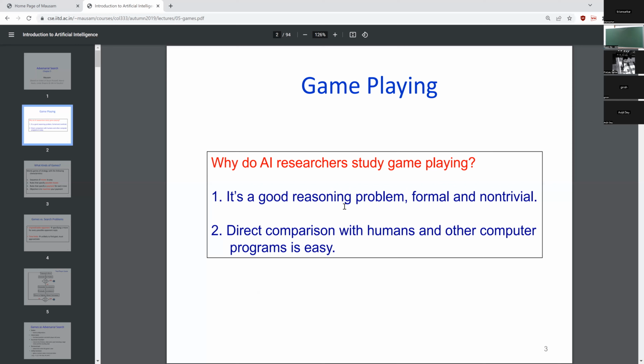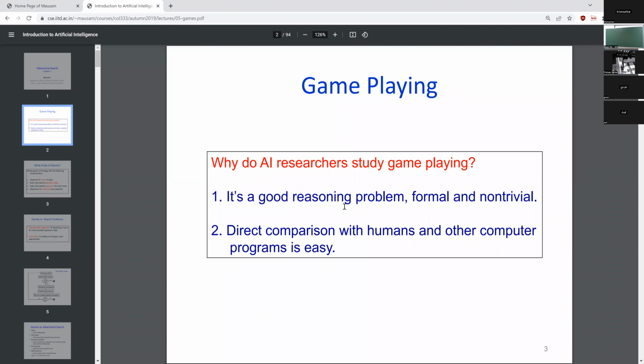Why are we interested in such adversarial search problems? Number one, because playing games automatically falls into the realm of adversarial search. For example, bridge is a multiplayer game, chess is a two-player game, backgammon, etc. So games where you have more than one agent or player involved fall into the category of adversarial search.